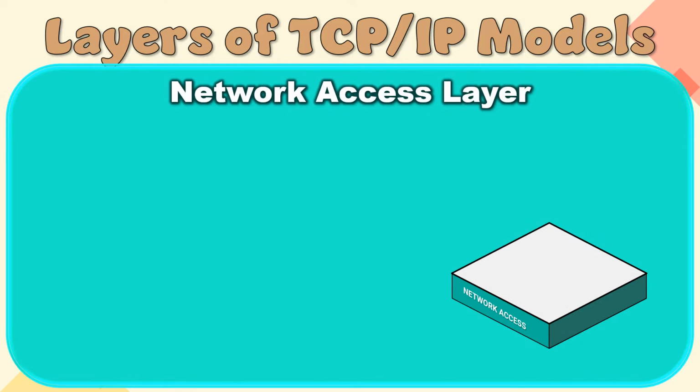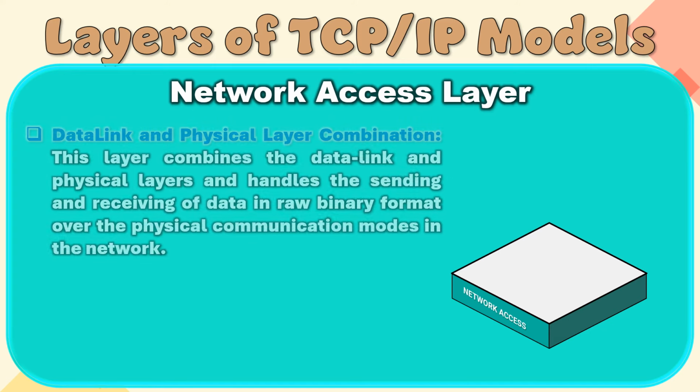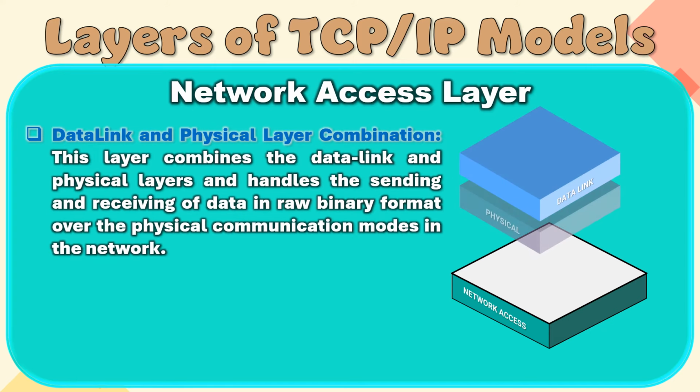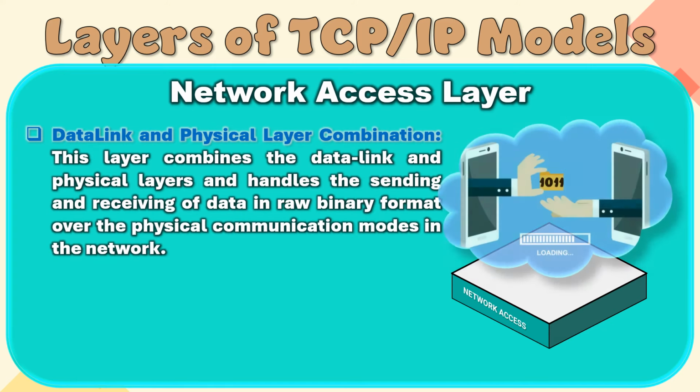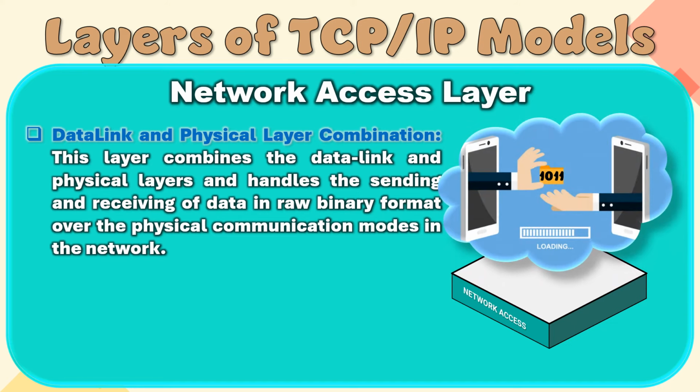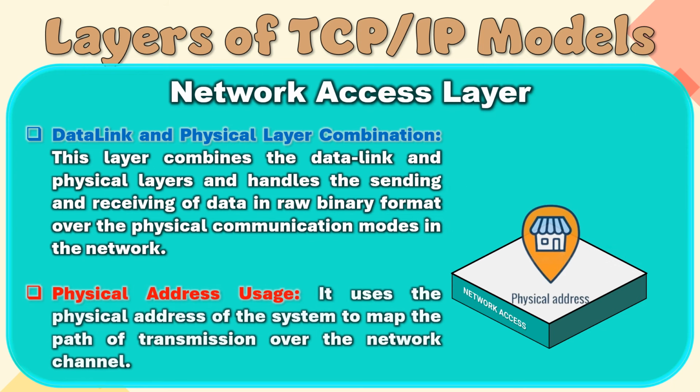Now finally let's discuss the last layer, which is network access layer. This layer combines the data link and physical layers and handles the sending and receiving of data in raw binary format over the physical communication modes in the network. It uses the physical address of the system to map the path of transmission over the network channel.